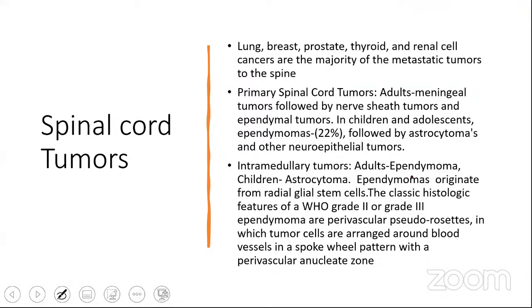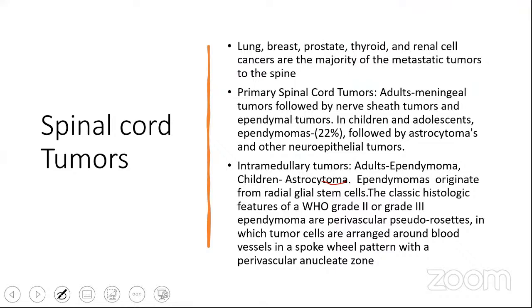The primary spinal cord tumors in adults are meningeal tumors, followed by nerve sheath tumors and ependymal tumors. In children and adolescents, it's ependymomas which are common, followed by astrocytomas and other neuroepithelial tumors. So intradural extramedullary: meningioma, schwannoma. Intramedullary: ependymoma and astrocytoma. In adults, it's ependymoma. In children, it is astrocytoma. Ependymomas originate from the radial glial stem cells.